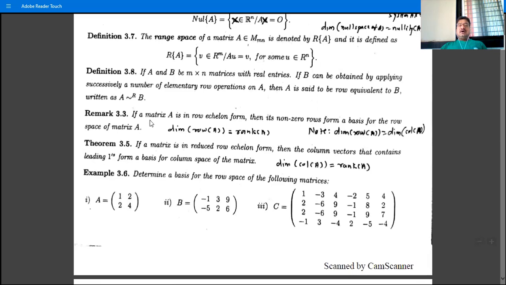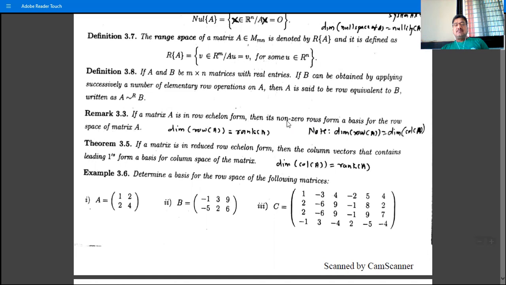So if a matrix A is in row equivalent form, then its non-zero rows form a basis of the row space of A. This remark gives the procedure to obtain the basis of the row space of matrix A. If a matrix is in echelon form, then its non-zero rows form a basis for the row space of matrix A. That is, reduce the matrix A to row echelon form, or echelon form, one and the same. Then the non-zero rows form the basis for the row space of the matrix.